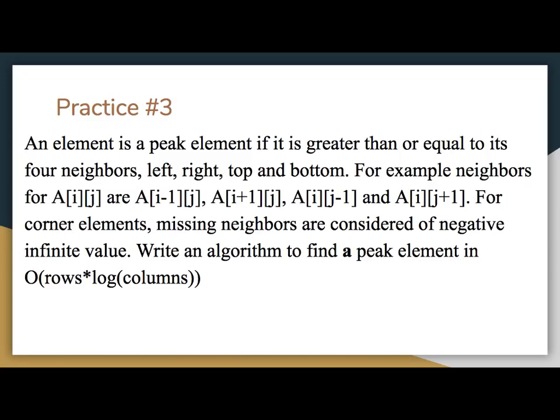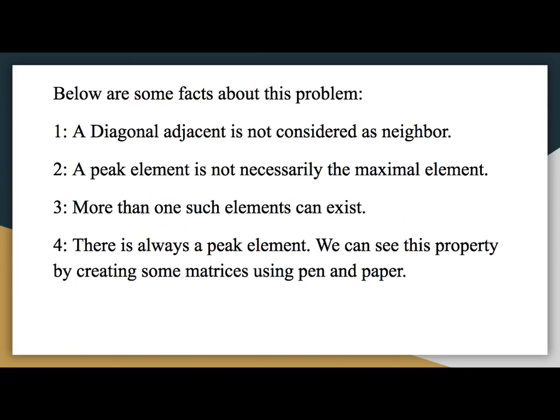I will go over some clarifications. A diagonal adjacent is not considered a neighbor, so we're not thinking of diagonals here. A peak element is not necessarily the maximal element, the global maximum. More than one such element can exist, and there will always be a peak element. So your main idea, your pseudocode, or whatever it is that you have in mind, should not just be returning not found. Okay.